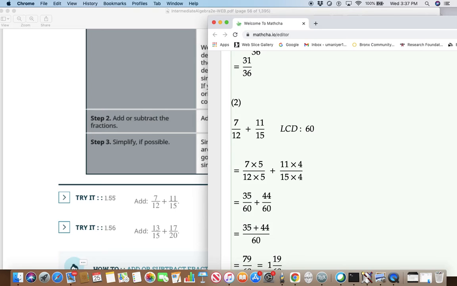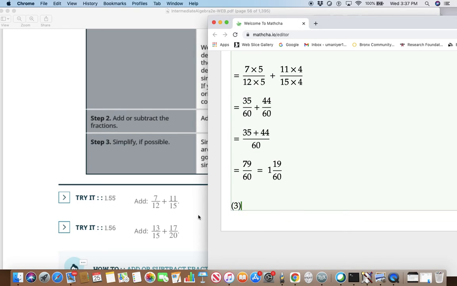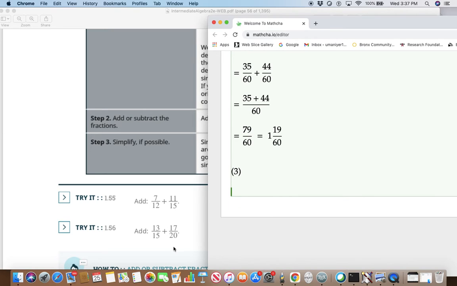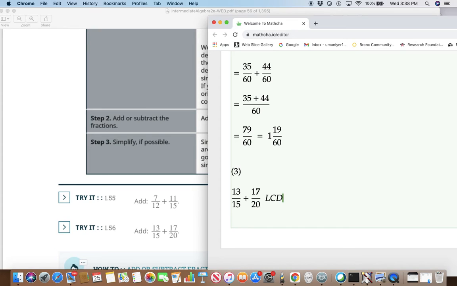Okay, let's try one more example. 13 over 15 plus 17 over 20. So you have the fraction 13 over 15 plus the fraction 17 over 20. We don't have a common denominator. So start with the bigger of the two. Does 15 divide 20 evenly? No, it does not. So this is 20 times 1. 20 times 2 is 40.